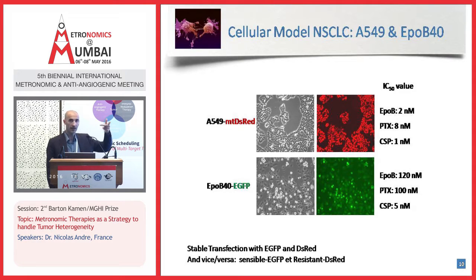We also generated the different combinations to have some controls. As you can see here, you have the IC50s regarding some major anti-cancer agents, and you can see the resistant one is not only resistant to epothilone, but also to paclitaxel and, to a lesser extent, to cisplatinum.